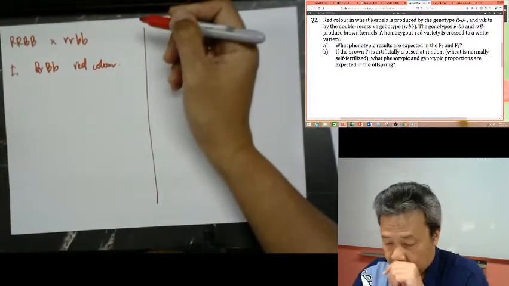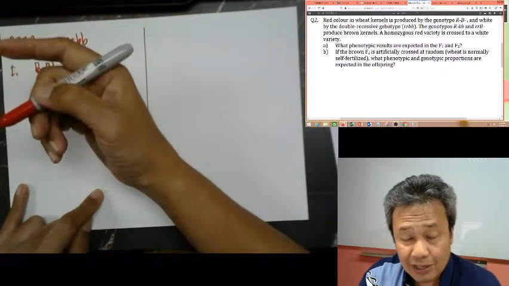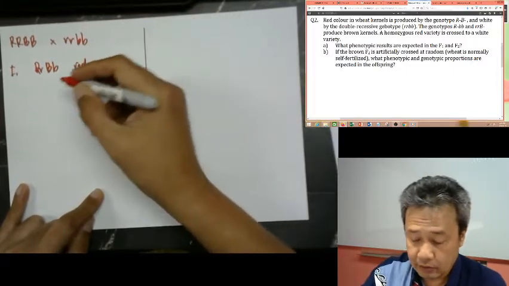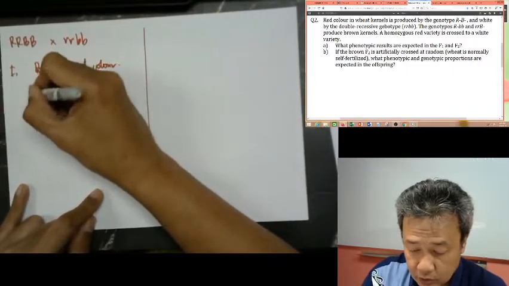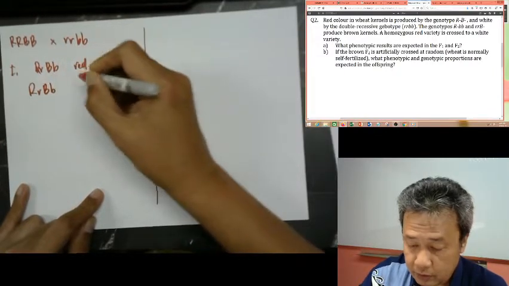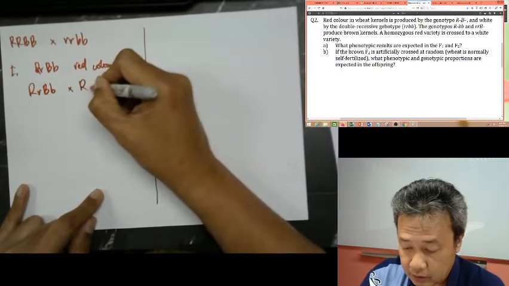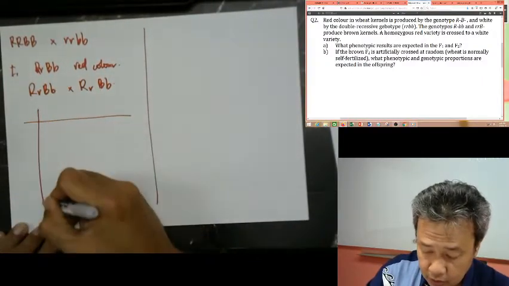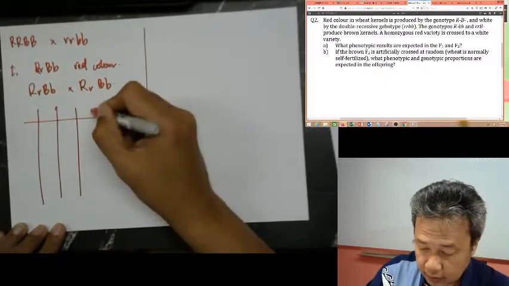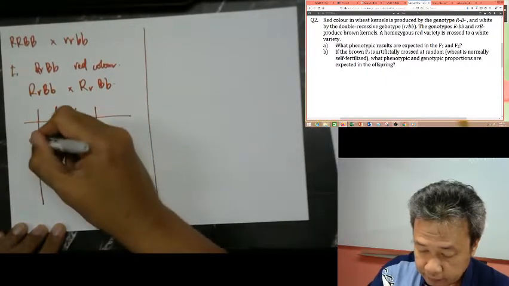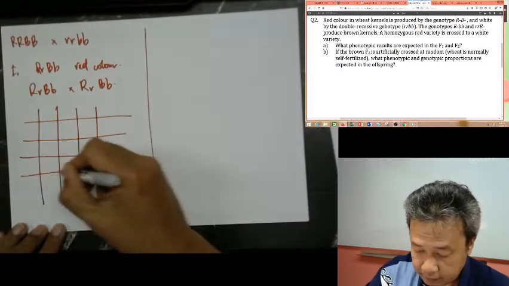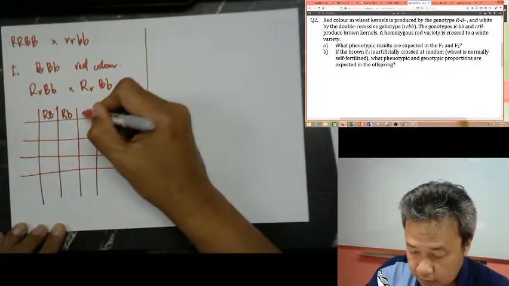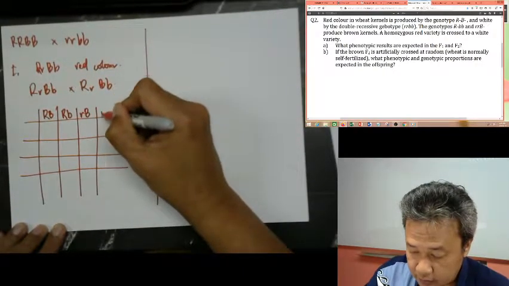Alright, now as I mentioned, when you talk about epistasis questions, normally it will be this double heterozygote crossing with another heterozygote. So in the next cross, you will have big R, small r, big B, small b. You cross with big R, small r, big B, small b, and then going with the usual Punnett square.